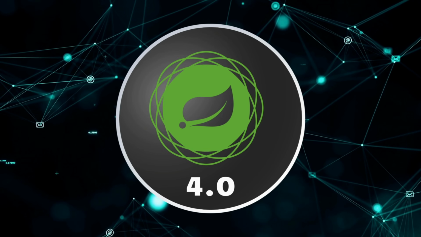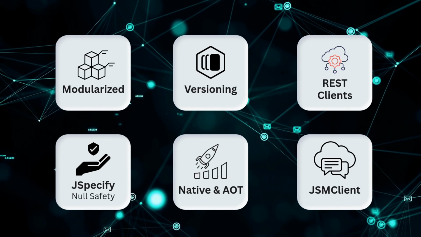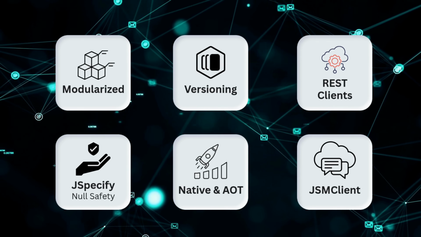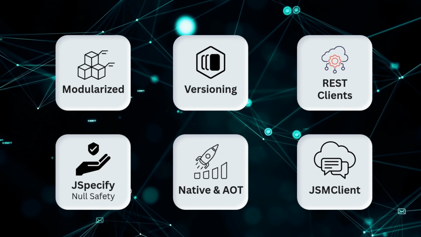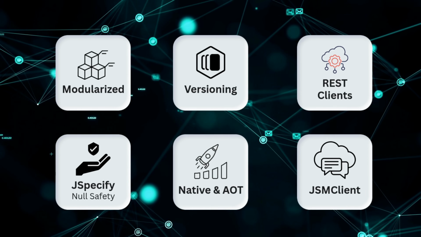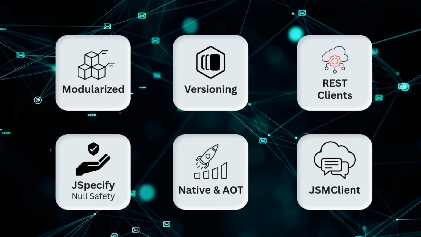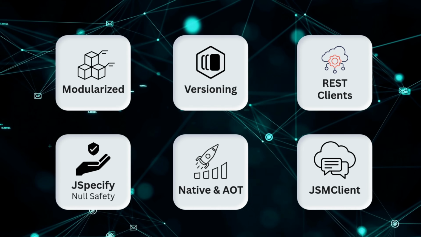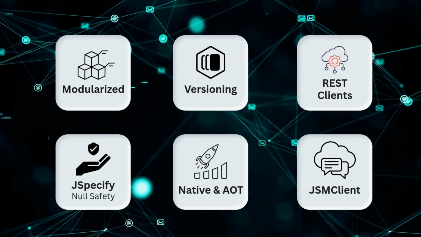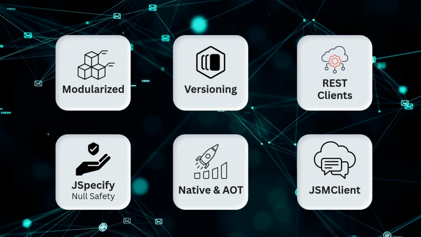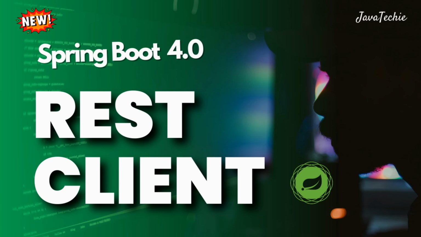So Spring Boot 4 is finally released and it's packed with some really cool new features like modularized API versioning, HTTP interface client, null safety, improved native and AOT support, new JMS client for messaging APIs. All these features are truly game changers and we'll dive into each of them in our upcoming videos. But in today's video, we'll focus on one of the most exciting updates, that is declarative REST client.